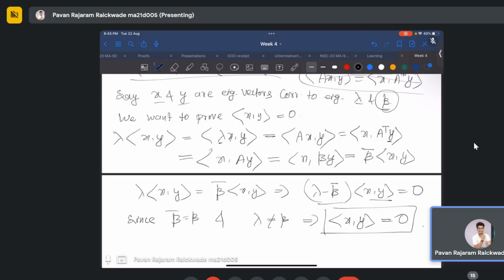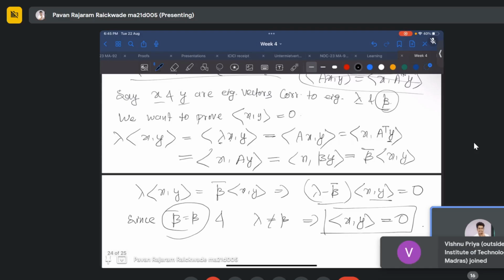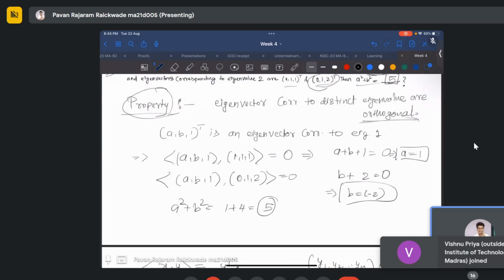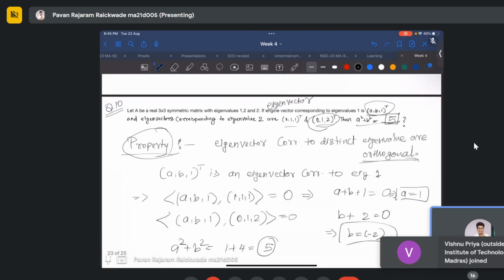Is it okay? Yes, sir. I have used the fact that real symmetric matrices have only real eigenvalues, and then everything follows. This is a short proof for the fact that eigenvectors corresponding to distinct eigenvalues of real symmetric matrices are orthogonal.